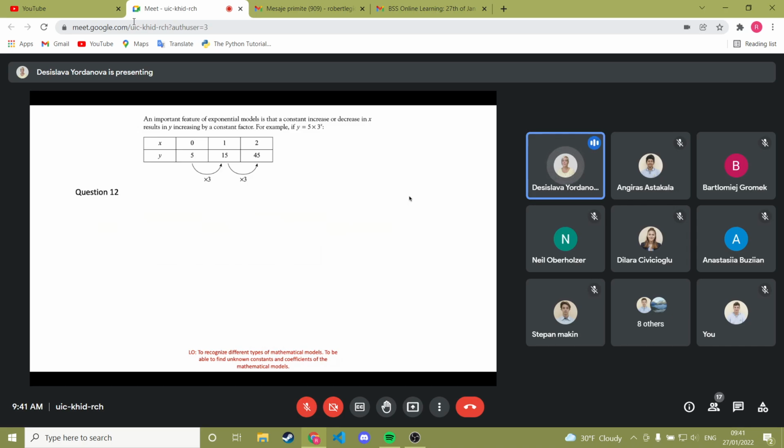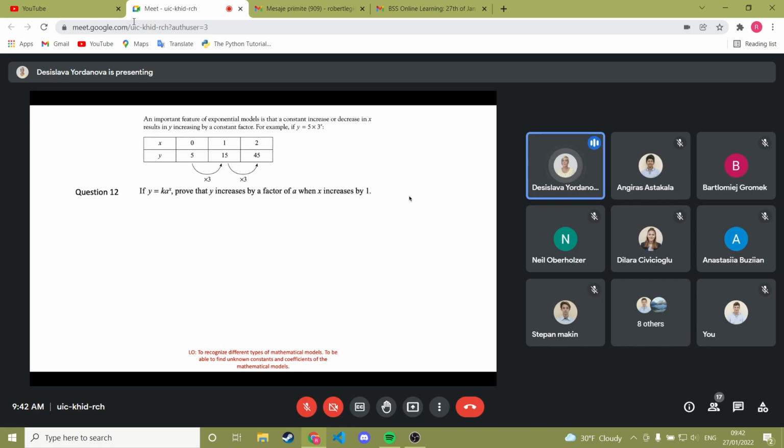This looks like a geometric sequence. It's very similar to a geometric sequence. The difference is that in the geometric sequence, we could have in the exponent only positive integers, because the exponent represented the number of the terms. Here in the exponential model, x can be any real number. That's the difference between a geometric sequence and this.